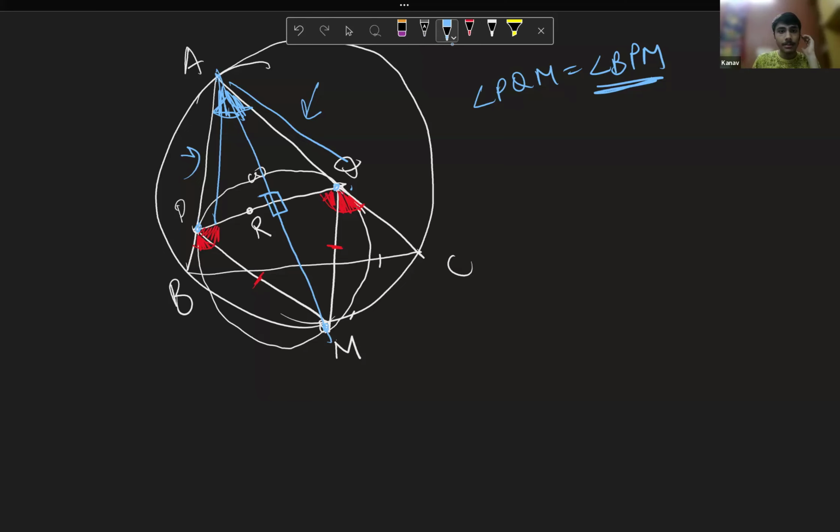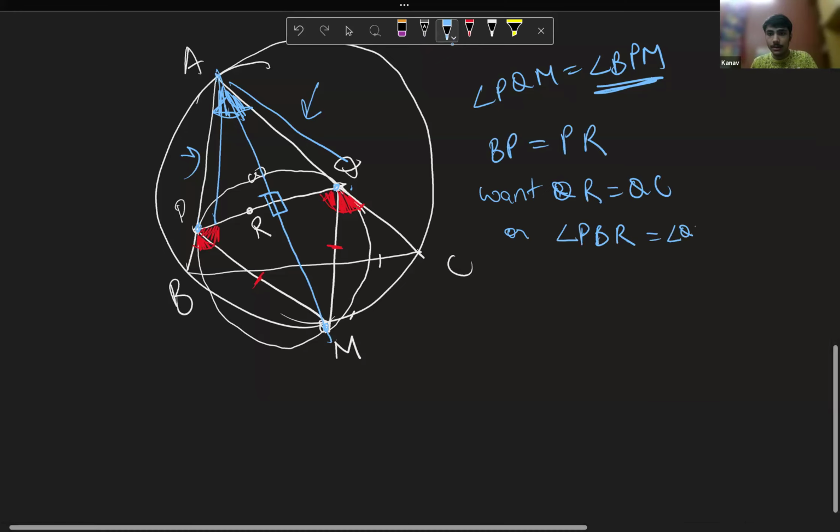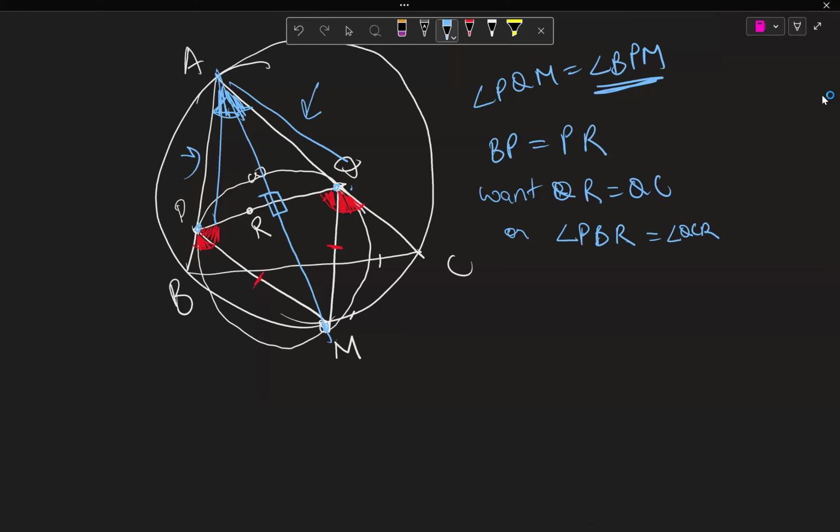What we wanted, remember, we know BP is equal to PR. We want QR is equal to QC. Or we can also say this is an angle condition. Angle PBR equal to angle QCR. Oops. Yep. Or we could also say that PM is the perpendicular bisector of BR. Correct. That is a great thing.